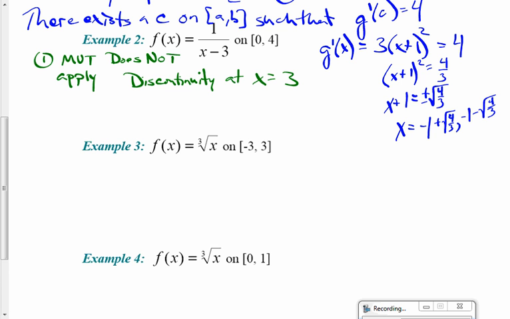Another question? Yep. What are you looking for to check whether or not it applies? You're looking for continuity, and you're looking for no sharp corners. Does that answer your question or not?